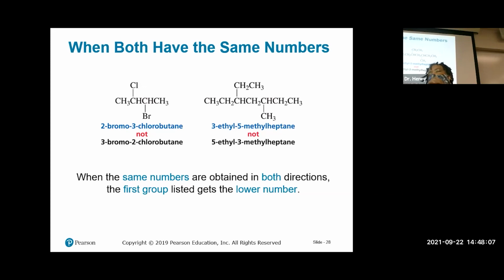So again, don't overthink it. Lowest number, priority first if they're in the same class, the same group family. Now when we start getting into functional groups, we're going to make it a little more complicated, I promise you. Then you'll be like, I've got to remember this.